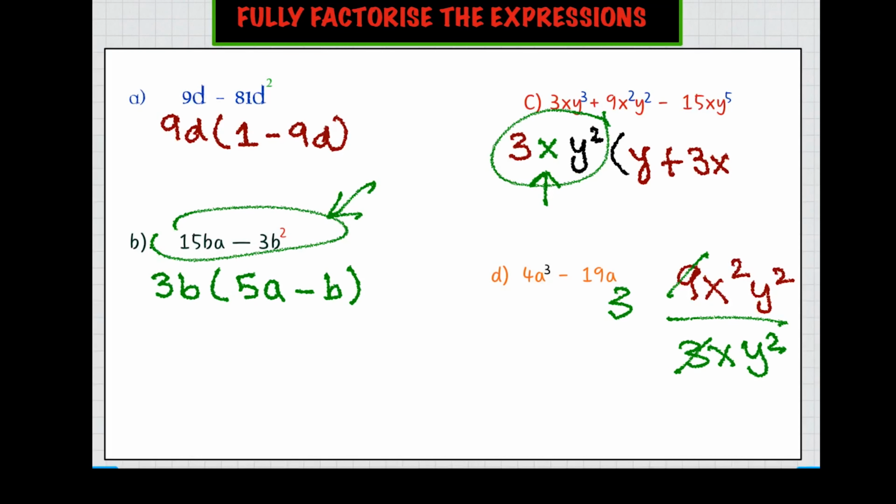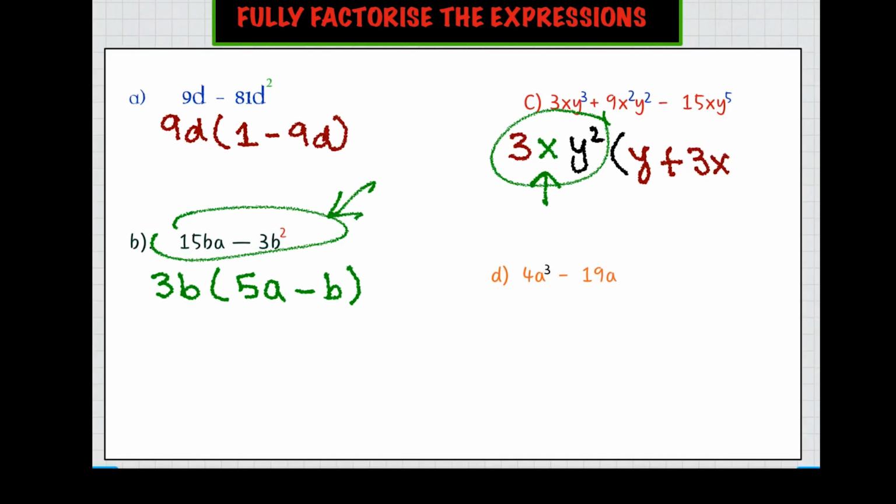X squared divided by x, 2 minus 1. Do you know the method? When we're going to solve it, we're just going to subtract the powers, which just gives you x. And then y squared and y squared cancel each other out. So you're only going to write down 3x there.